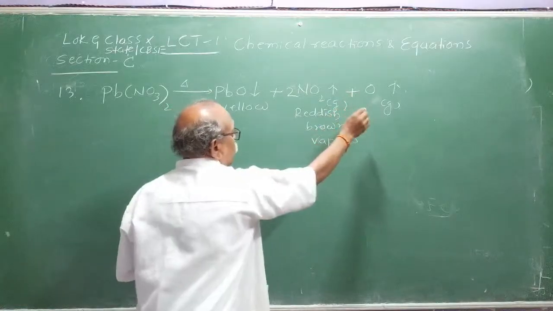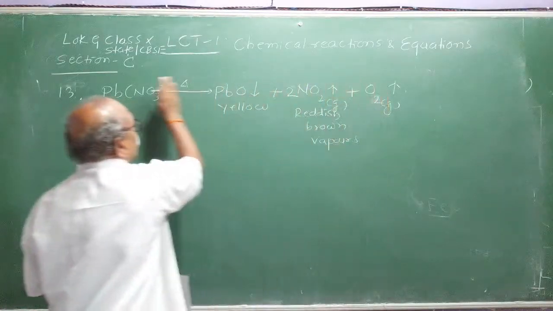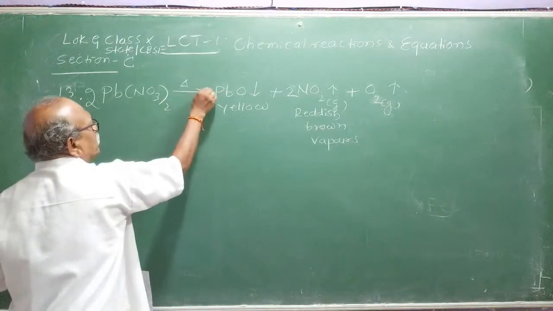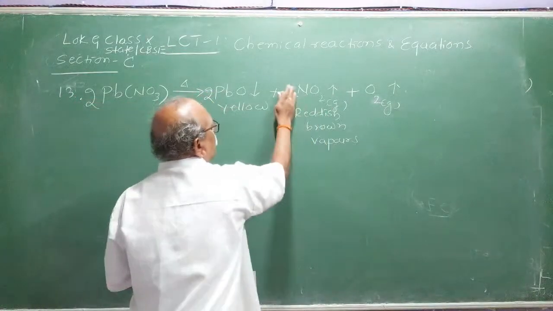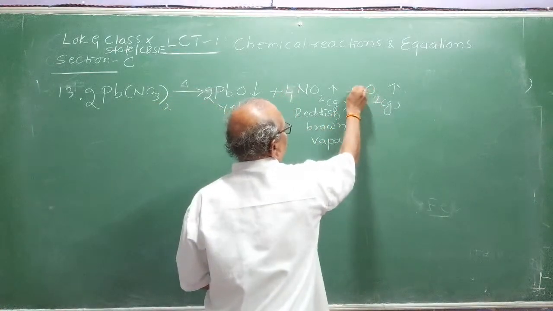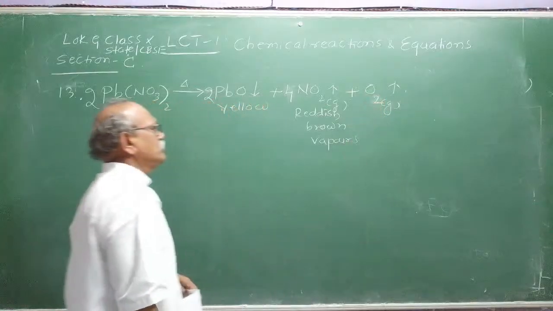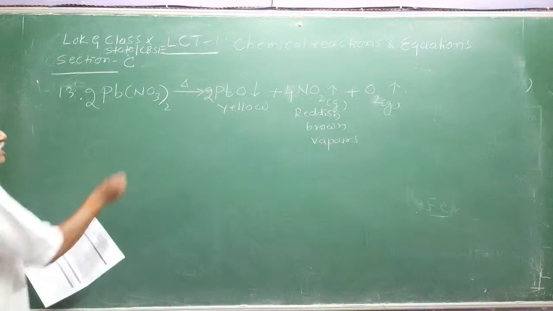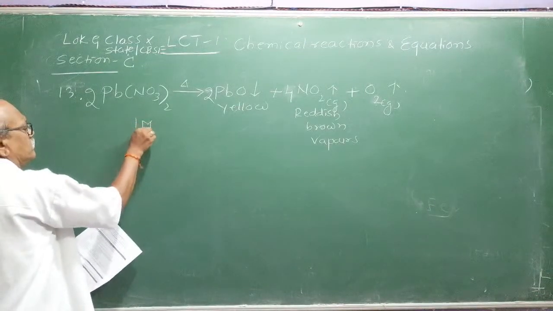Now suppose you want to write it doubled, you have to double all reactants and products. Multiply the whole equation by 2 like you do in algebra. 2 twos are 4, and instead of writing 2O, you write it as O2, and the equation is balanced. For this you will get 1 mark.